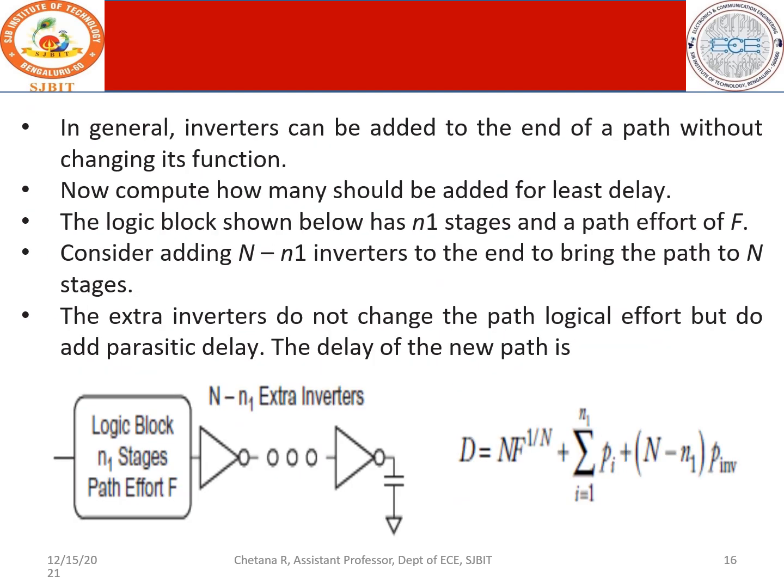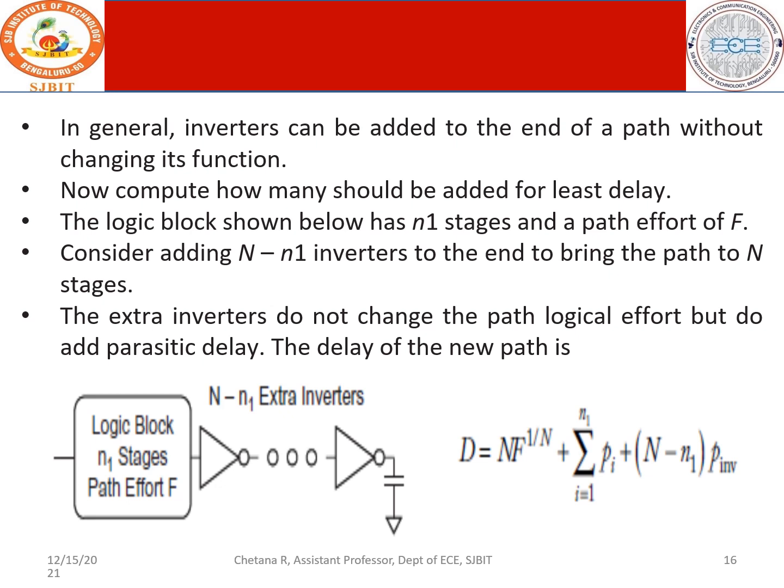In general, inverters can be added to the end of a path without changing its function. Normally inverters are added at the end without changing the path. Now compute how many should be added for least delay. The logical block shown below has n1 stages and a path effort of F. Consider adding n minus n1 inverters to the end to bring the path to n stages. Extra inverters do not change the logical path effort but add parasitic delay.